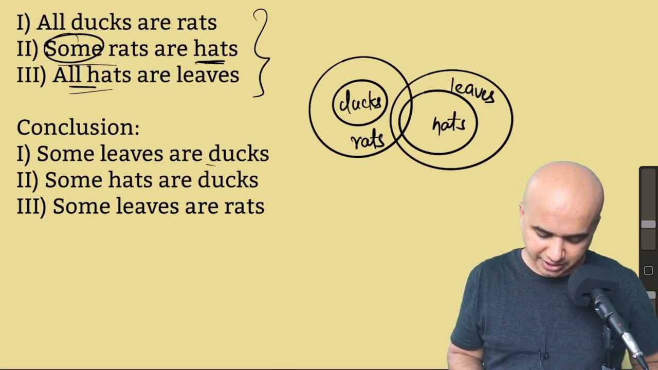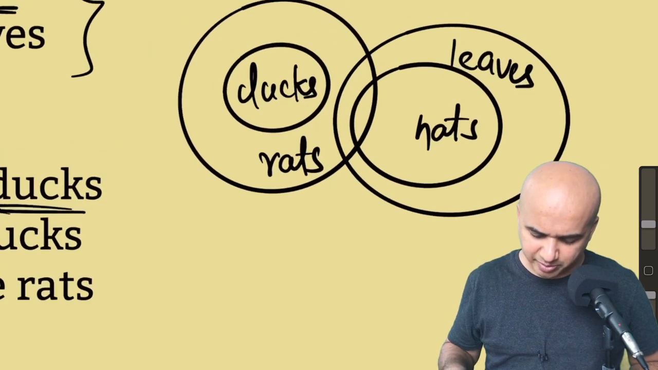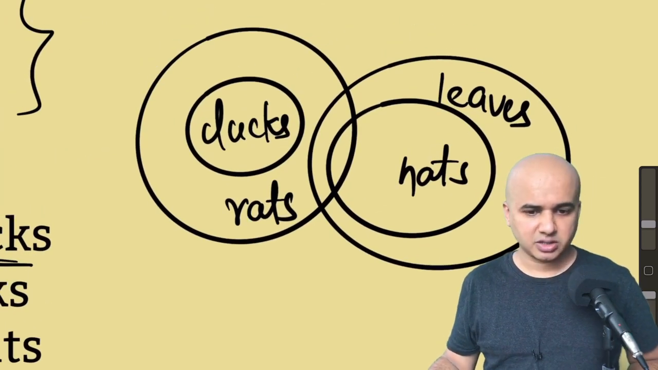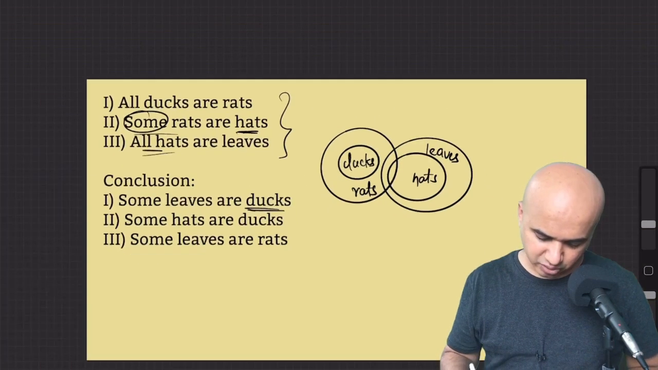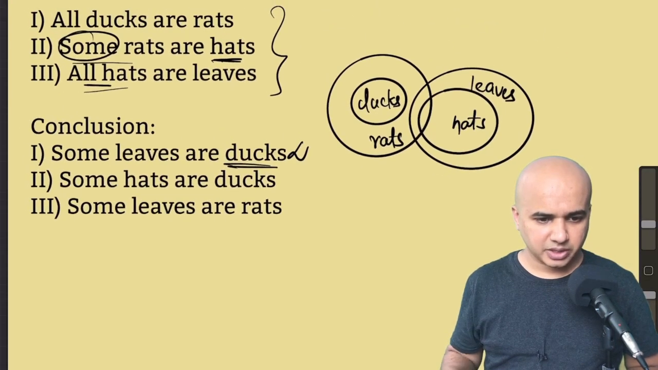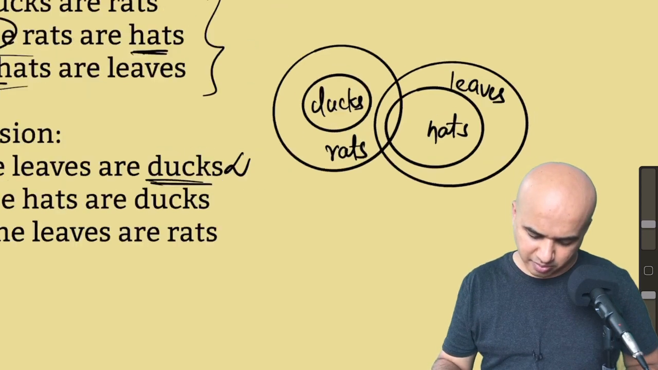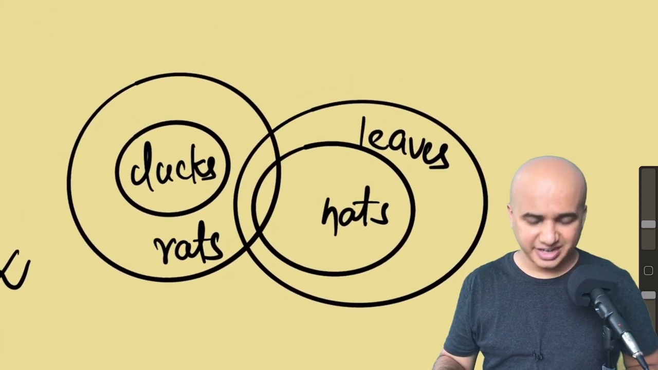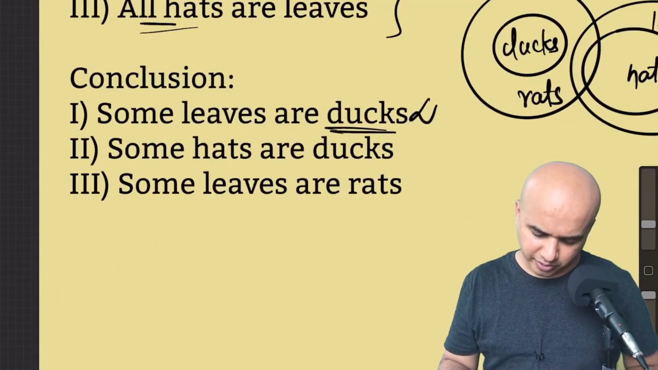Some leaves are ducks. Is there any common element between leaves and ducks here? Obviously no. There is no common element between leaves and ducks. So therefore statement 1 is not following. So ignore that. Then some hats are ducks, they say. Is there any common element between hats and ducks? Again, there is no common element between those two.